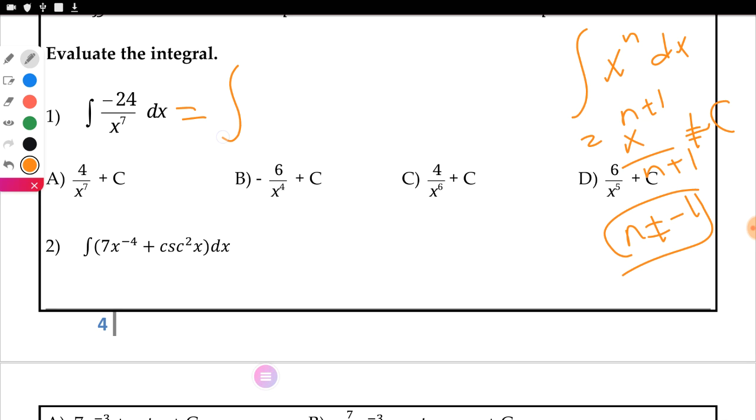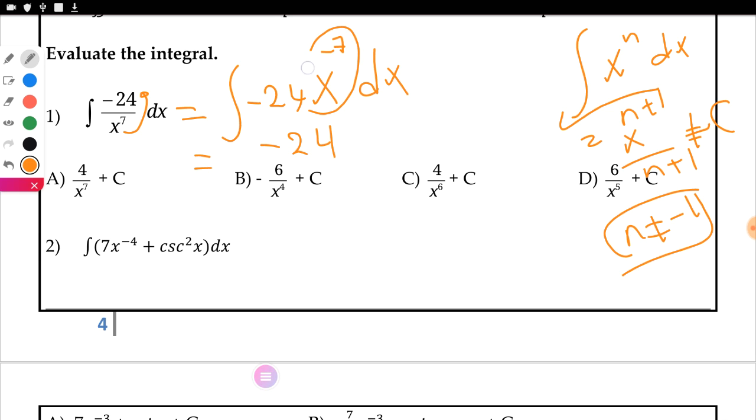If we rewrite this function, it will be negative 24, just moving x to the power 7 from the denominator to the numerator, but with a negative exponent. Now the function is ready. The power here is not equal to negative 1, so I can apply the power rule of integration. Here I keep the number 24 multiplied by the integration of this power. It will be x, add 1, then divide by the new exponent: add 1, it will be negative 6. That's right?